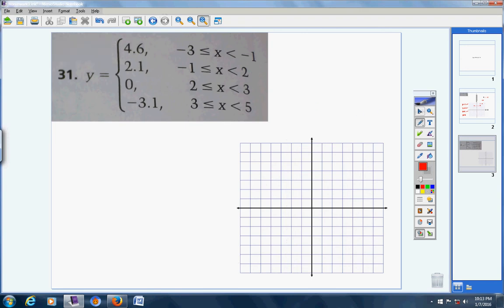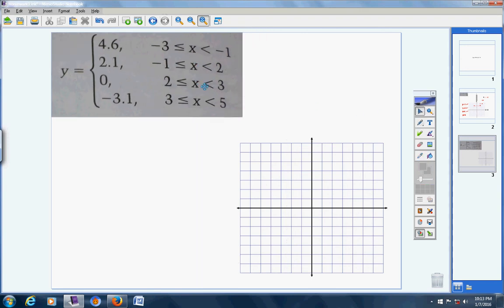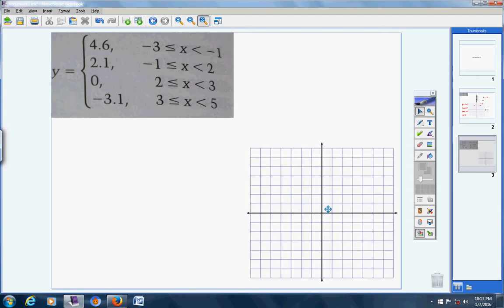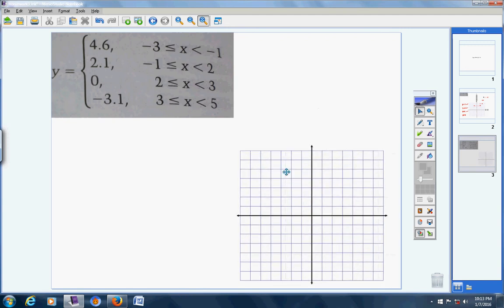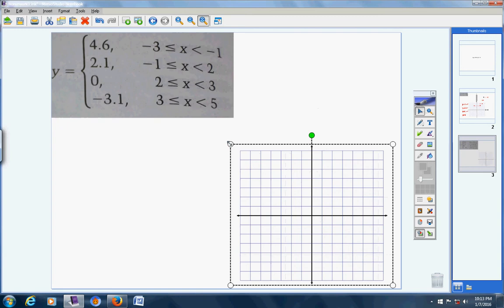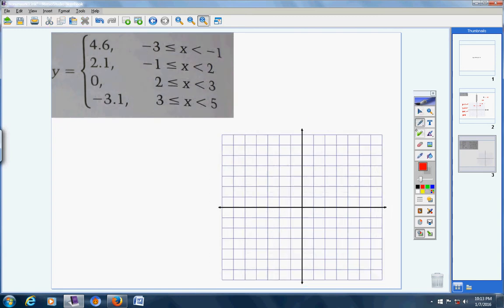Alright, first of all, I'm going to slide this over, get a little more room to work with. Just a little bit. Alright, next we're going to write down our four parts. So y equals 4.6, y equals 2.1, y equals 0, and y equals negative 3.1.